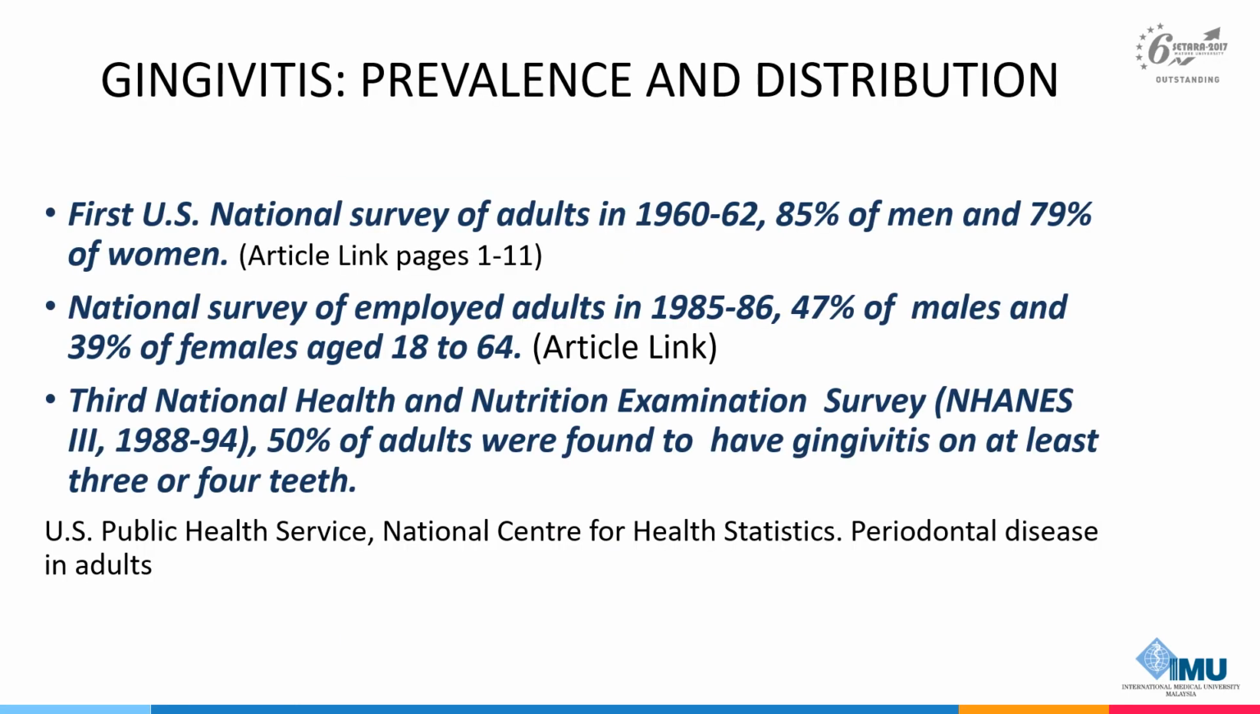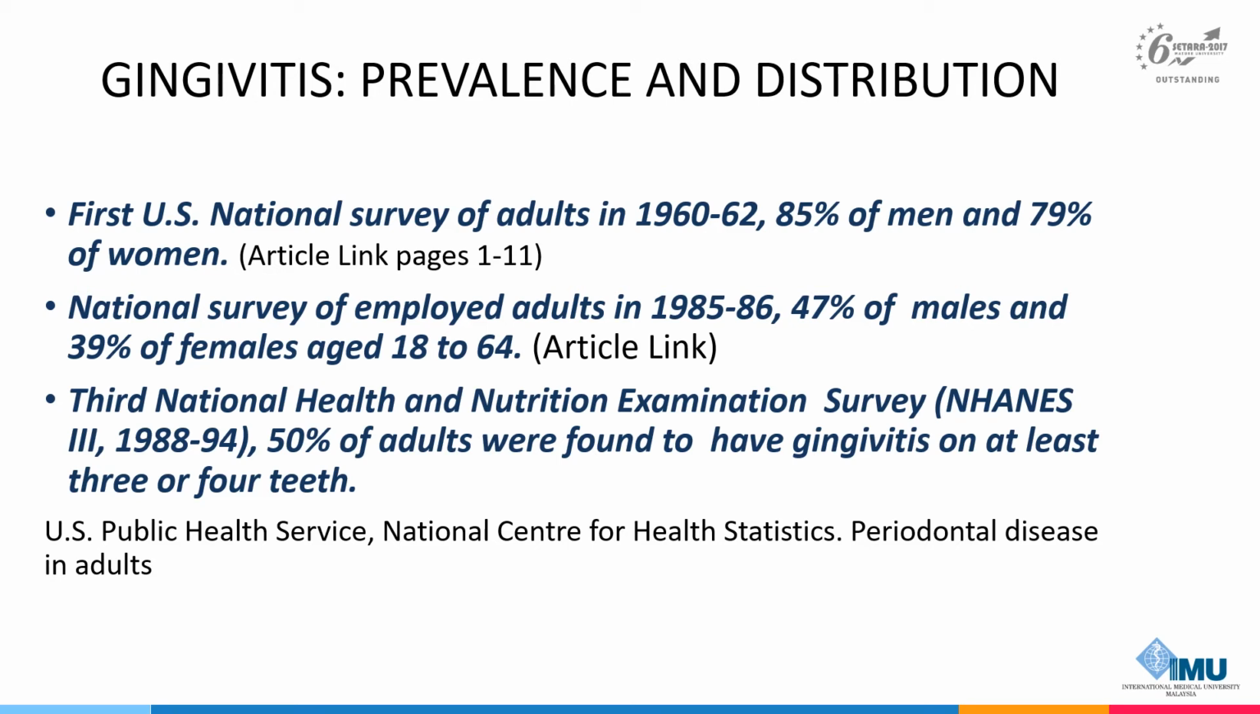Let's see the prevalence of gingivitis and its distribution. In the first US National Survey of Adults in 1960 to 1962, gingivitis was scored visually, or rather, it was seen and scored whether a person had gingivitis or not. It was found that 85% of men and 79% of women were found to have some level of gingivitis.